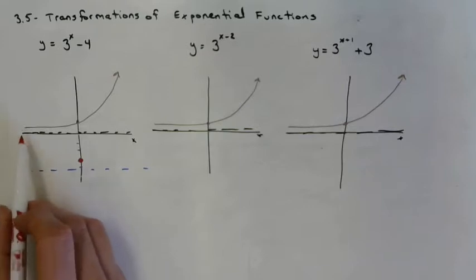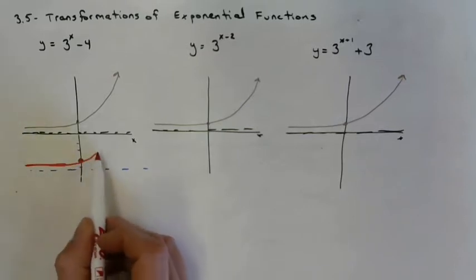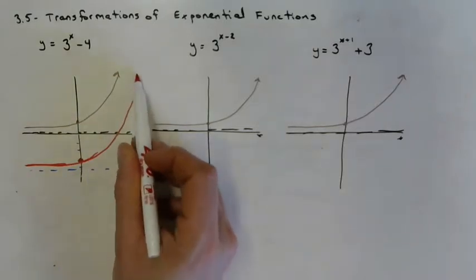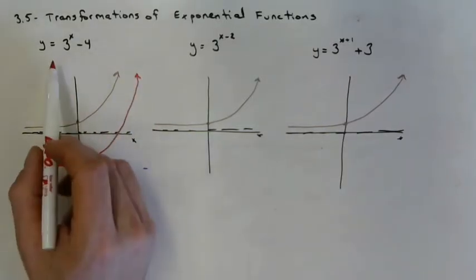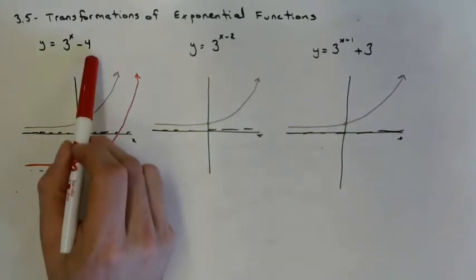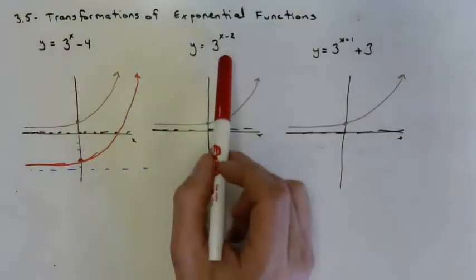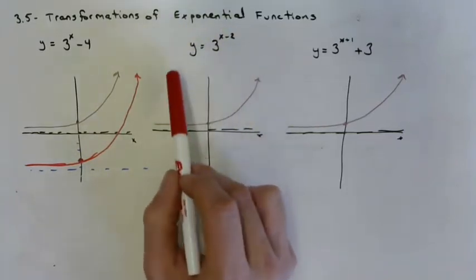Now I'm going to try to draw the exact same curve coming through here. We've taken the same curve, we moved it down 4. Good. So when you tack something onto the end in addition or subtraction, it's going to be a vertical translation. In this case, 4 units down. What about this one? Left, right, up, down?